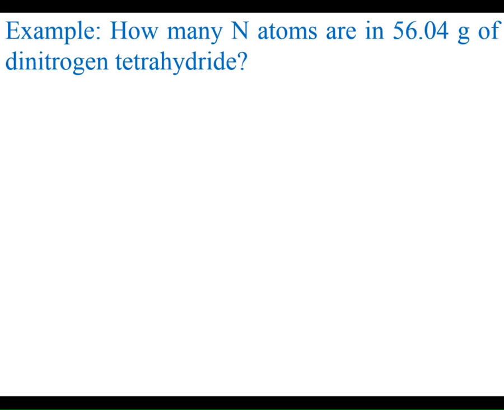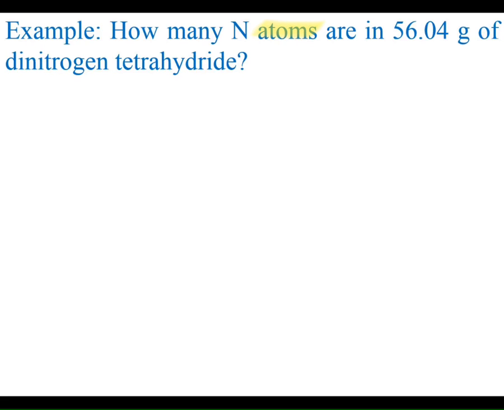So let me show you an example here. How many nitrogen atoms are in 56.04 grams of dinitrogen tetrahydride? Okay, so I've been doing this, I'm going to keep doing this. I'm going to highlight all the little clues that are in this problem that tell you what to do.